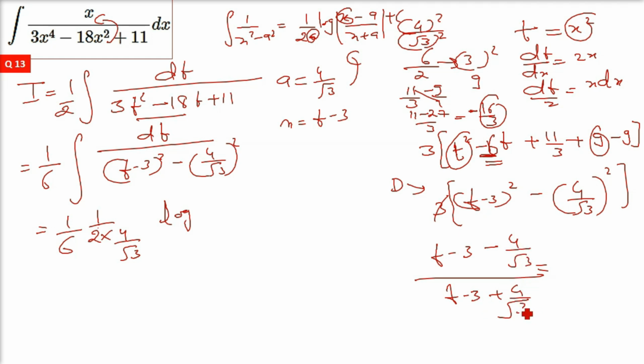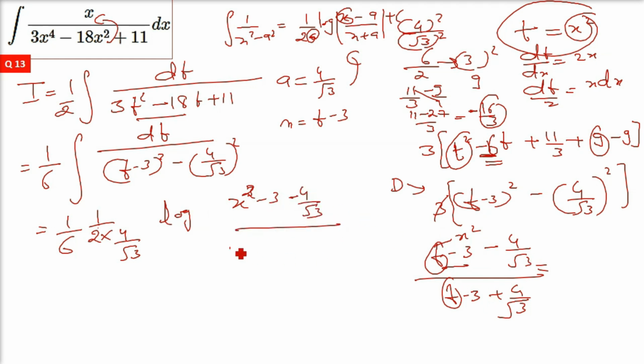Don't worry, just keep it as 3 minus 4 by root 3. Don't need to solve it. Okay, you can solve it, but there is no point. The answer is perfect. Only one replacement is necessary. T has to be replaced by x square, which was initial, because we imagined it. So this will become log x square minus 3 minus 4 by root 3, x square minus 3 plus 4 by root 3, inside the modulus sign, plus constant of integration.